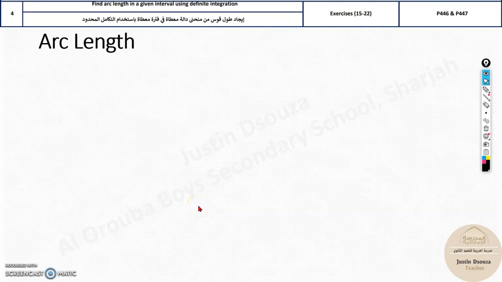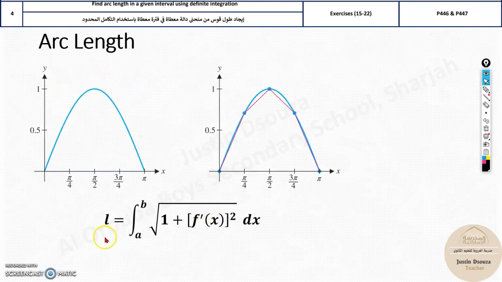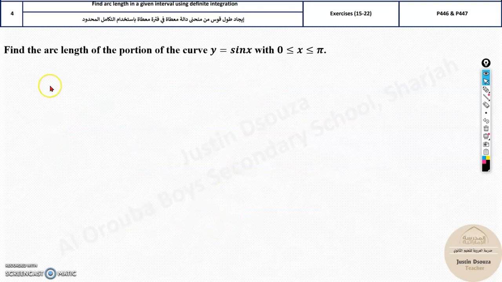The fourth topic is to find the arc length in a given interval using definite integration. Definite integration means the limits will be given. Arc length is given by this formula over here. The arc length equals integral from a to b of square root of 1 plus f dash of x the whole square dx. Now this is a very important term. F dash means it's the derivative. So we need to find the derivative of the given function and then substitute it. The formula is very straightforward. Let's do a few problems.